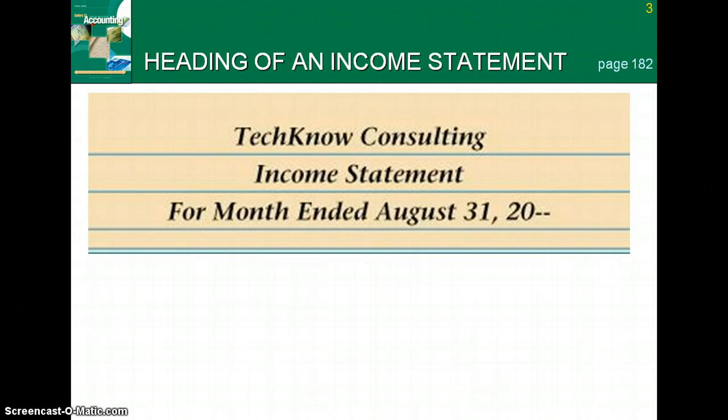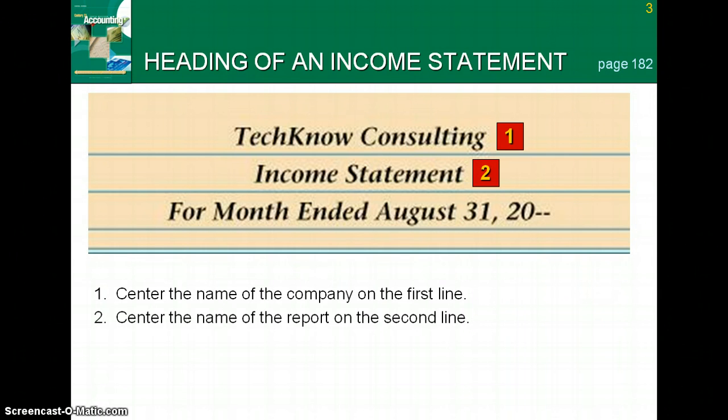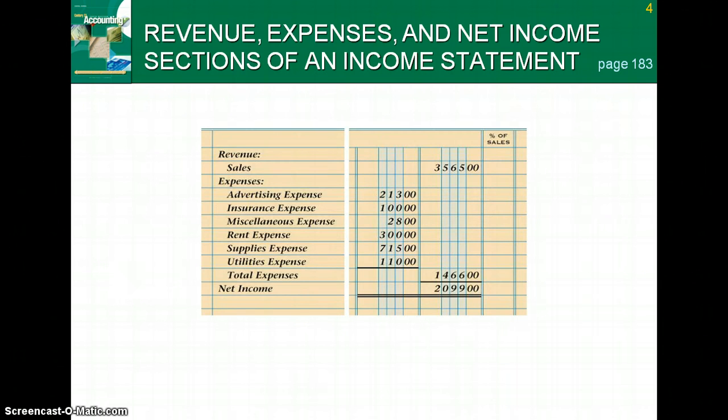Income statement heading, very similar to our worksheet. We start off with the company name, the type of report, in this case, income statement, and then our date. Remember, this one's for the month ended. So to prepare the income statement, this is what it's going to look like when you're not quite 100% done, but pretty darn close to it.